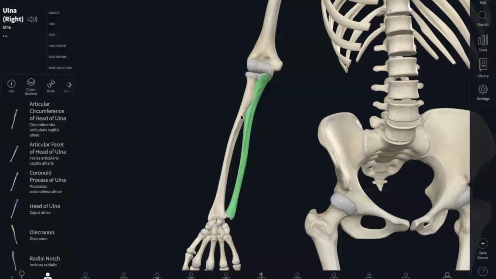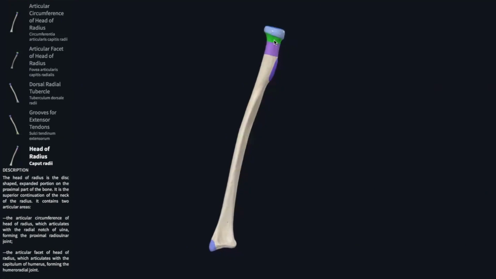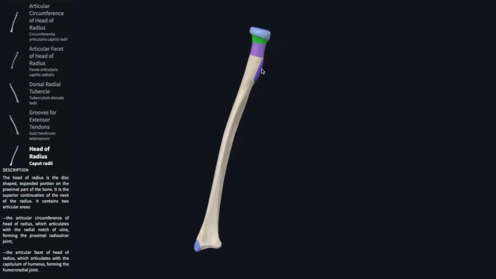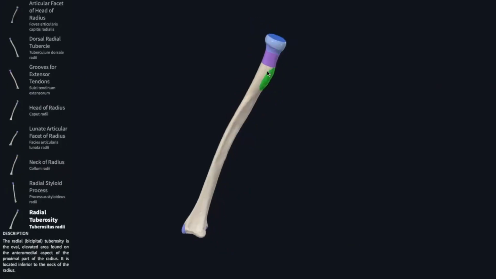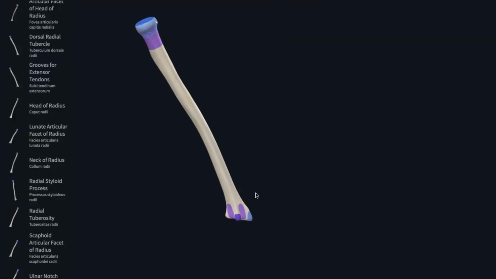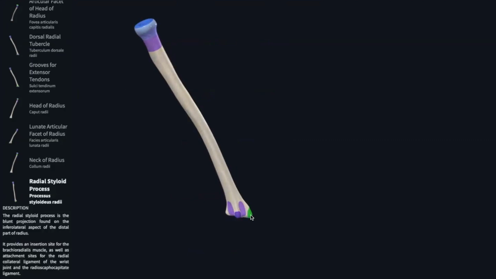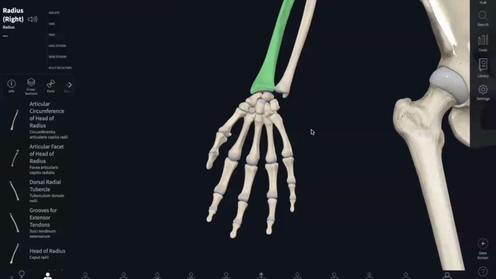Okay, next is your radius right here. You're going to need to know where your head is, and that's highlighted in green right here. Then next, your radial tuberosity, which is going to be this area right here. Then next, you are going to need to know your styloid process. It's going to be similar to your ulna in that it is on the distal end of the radius. And finally, you have your hand. These are your 8 carpals, 5 metacarpals, and your 14 phalanges.